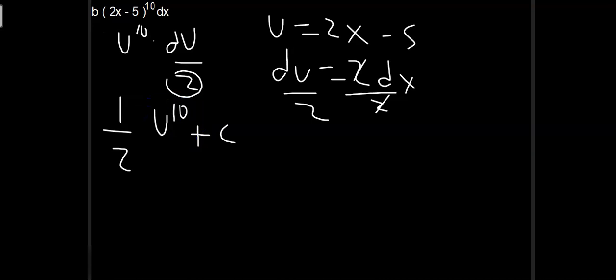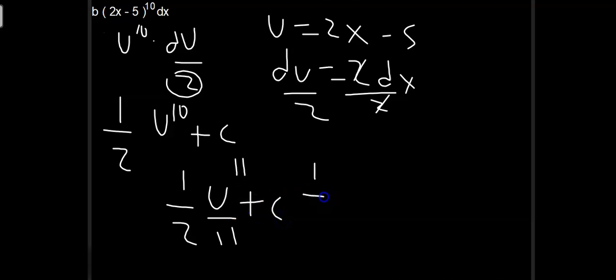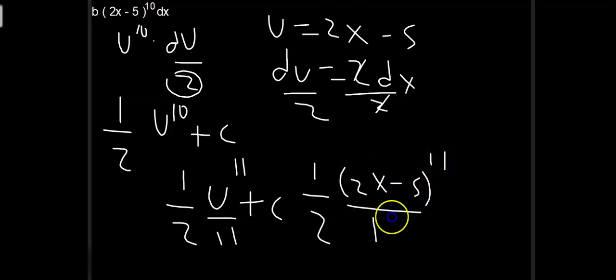Now I want to integrate this part. When I integrate that part, it will be 1 over 2 u to the 1 plus 10, which is 11, and then the whole over 11 plus c. Now I just want to write 2x minus 5 instead of u, so it will be 2x minus 5 the whole to the power of 11, and the whole over 11 plus c. So this one is plus c.